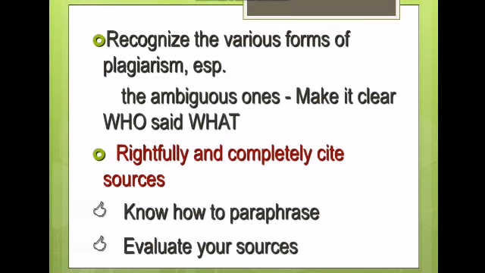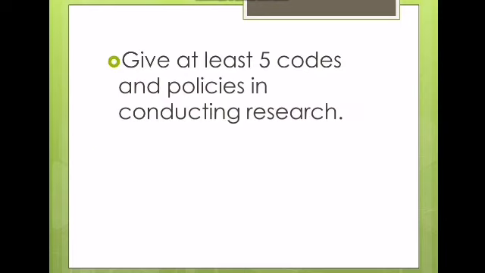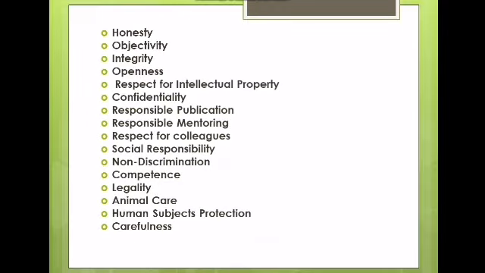Now let's proceed to give at least 5 codes and policies in conducting research. We have honesty, objectivity, integrity, openness, respect for intellectual property, confidentiality, responsible publication, responsible mentoring, respect for colleagues, social responsibility, non-discrimination, competence, legality, animal care, human subjects protection, and carefulness.